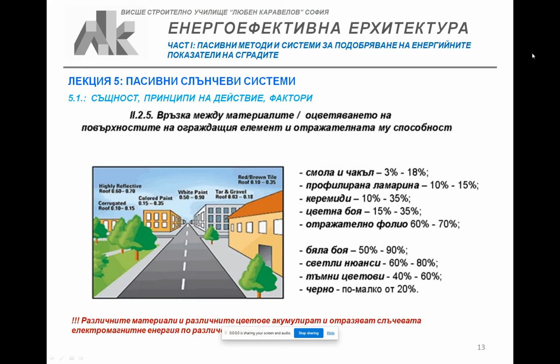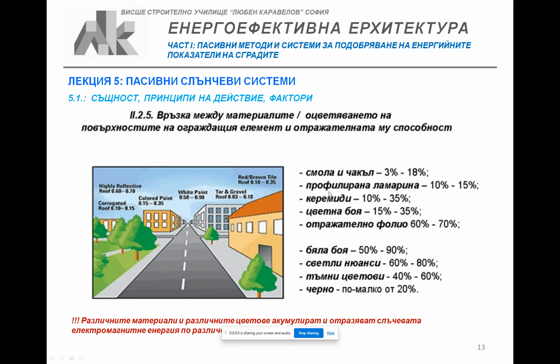And here are some examples that show the material of the surfaces and the color of the surfaces from white to black and lighter shades and darker shades, and the percent of the solar radiation reflected back. So when we have asphalt, we have 3 to 18% reflected back. That means the other amount of the solar radiation is absorbed and transferred to the main material of the element.